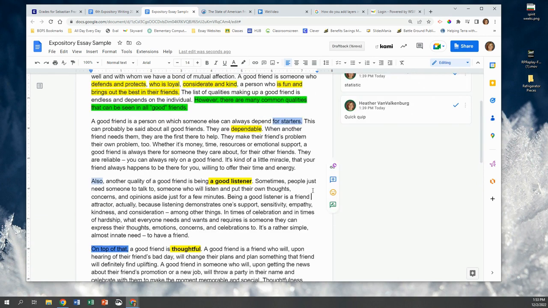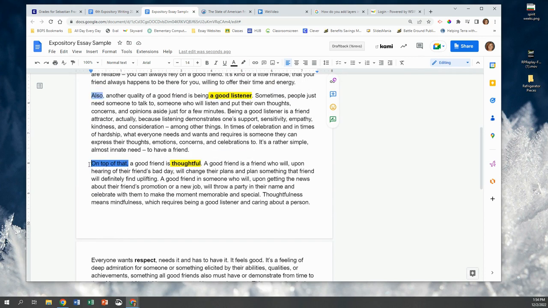So here are my 3 transitions. For starters, also, on top of that. They're all different colors, of course. Wonderful. But these are varied. It doesn't say first, second, third. It doesn't say for starters, next, finally. Okay, I have for starters. Okay, so that's part of the for starters, next, and finally family. I have also, and that's part of the one, also, and finally family. And then I have at the bottom, in the middle, and on top of that family, I have on top of that.